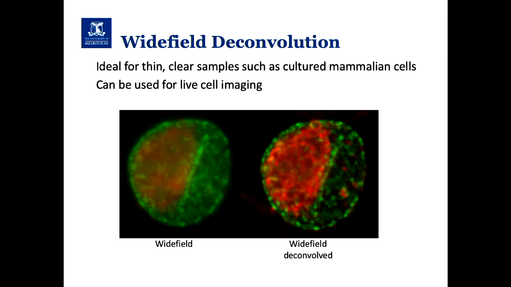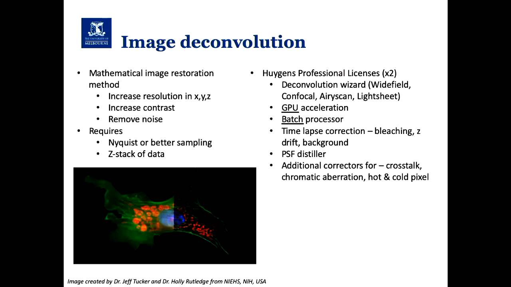So what is image deconvolution? Essentially it's a mathematical restoration method which is going to increase your resolution in all 3 dimensions, in X, Y, and Z, increase your contrast and remove noise. And the question is, how is it going to do that?